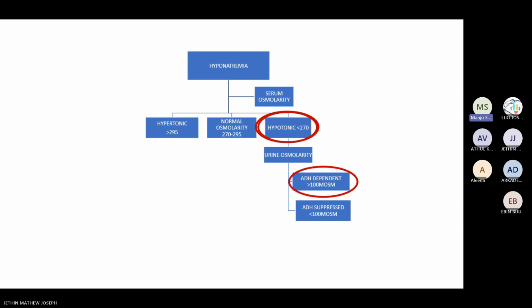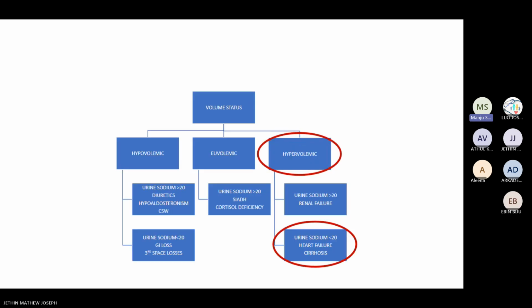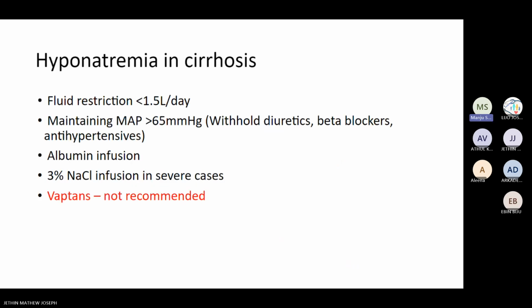So you've been told he's in hypervolemia. So he comes under the category of hypervolemic with low urine sodium. So due to heart failure or cirrhosis. So his cirrhosis has led to his hyponatremia. So again, this is a very common scenario you'll meet. A lot of patients with fluid overload, especially cirrhosis, will present with hyponatremia. Hyponatremia and cirrhosis is a bad prognostic marker usually.